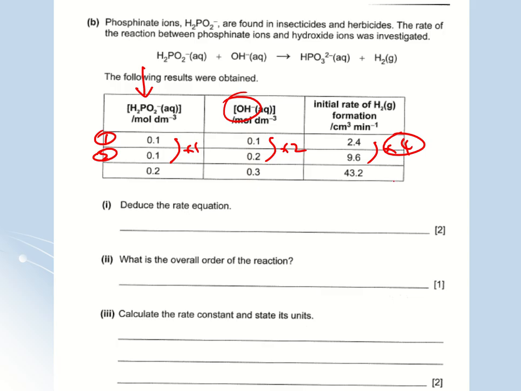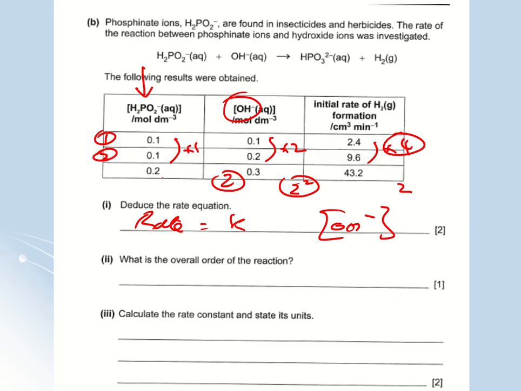So therefore, hydroxide ions have doubled, the reaction's gone up by a factor of 4, so that's 2 to the 2. Therefore that is second order. Right, so we know that OH minus here is going to be second order. We'll just put in rate equals K. Now we've got to find our phosphonite ions.